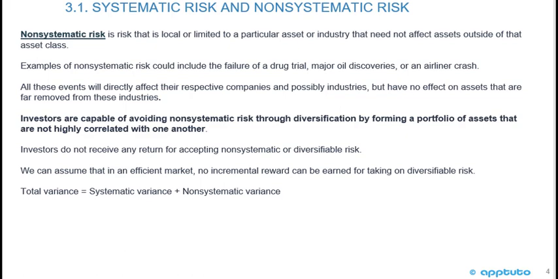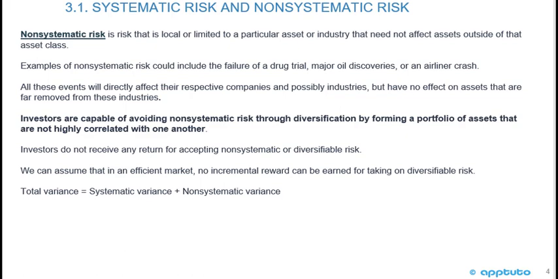Non-systematic risk is risk that is local or limited to a particular asset class or industry or company that need not affect assets outside of that asset class. Examples of non-systematic risk could include the failure of a drug trial, major oil discoveries, or an airliner crash. All of these events will directly affect their respective companies and possibly industries, but have no effect on assets that are far removed from these industries.